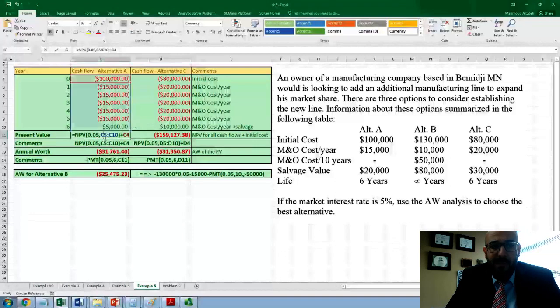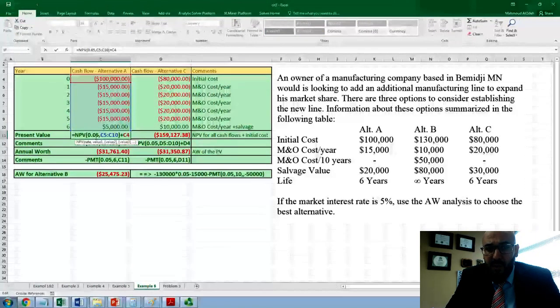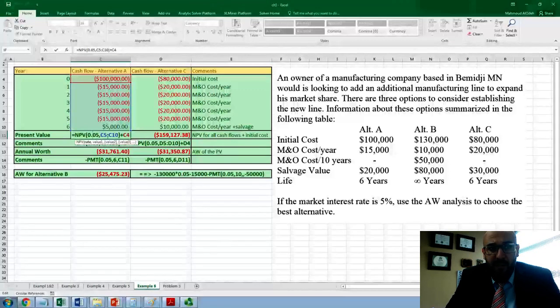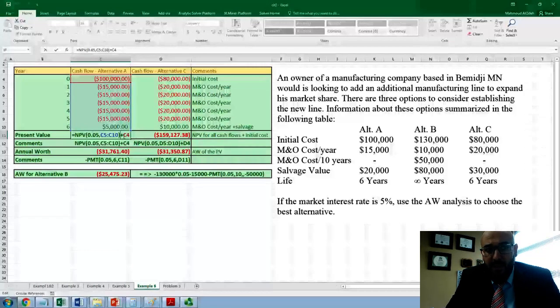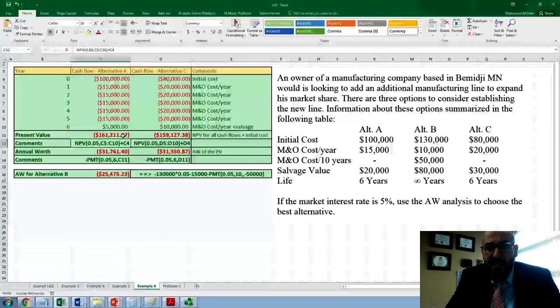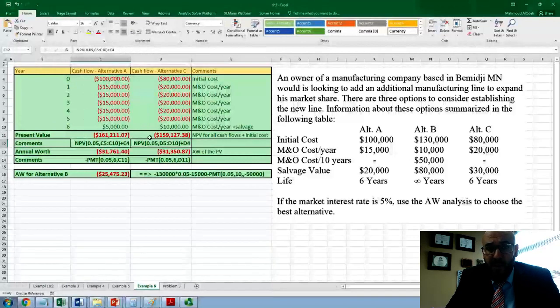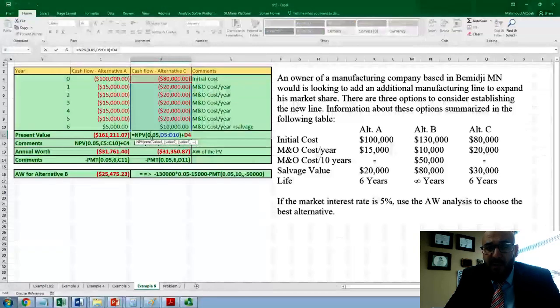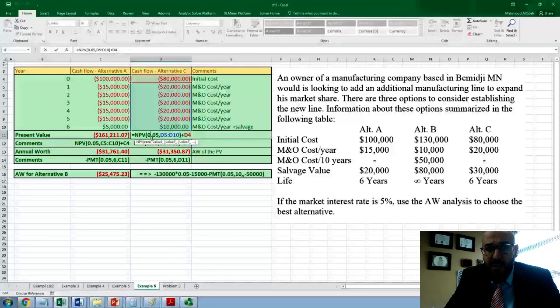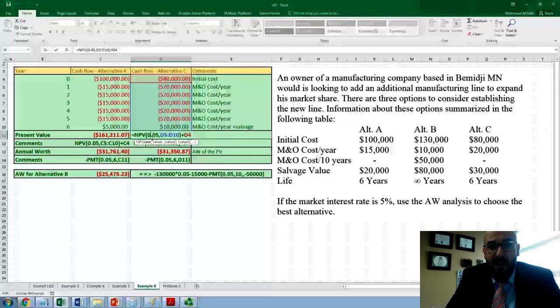Next, we need to calculate the present worth for these transactions. So we use the NPV function. Using the NPV function with a 5% interest rate, select the values from years 1 to 6, add year 0 to that, and that would give you 161,000 as the present worth. Do the same for alternative C: use the NPV function, 5%, select the values from 1 to 6, and add year 0 to find the equivalent of these transactions in present terms.